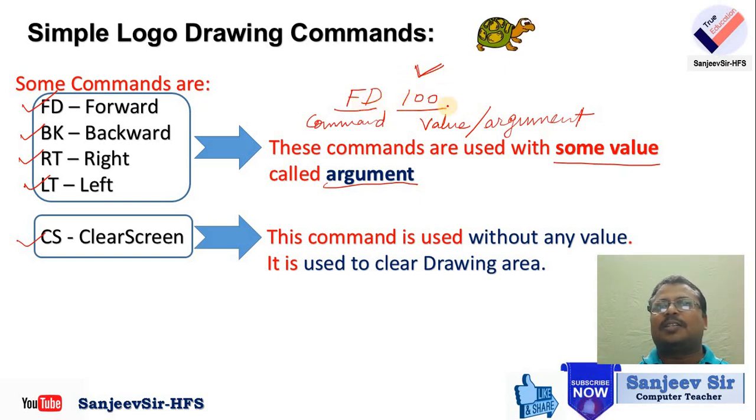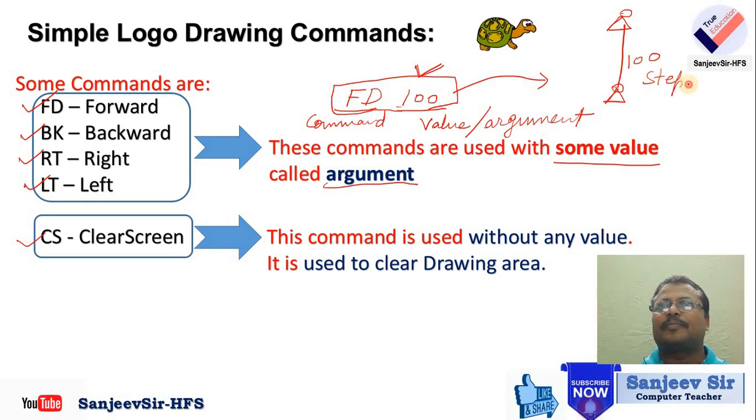That means turtle will move forward. Suppose the turtle position is this, and I have given this command to the turtle, and the turtle will move from here to here in this direction, and this is 100 steps. This is 100 steps, turtle will move forward. In this way turtle will work with the command. That means some commands have some value also, this is known as an argument.